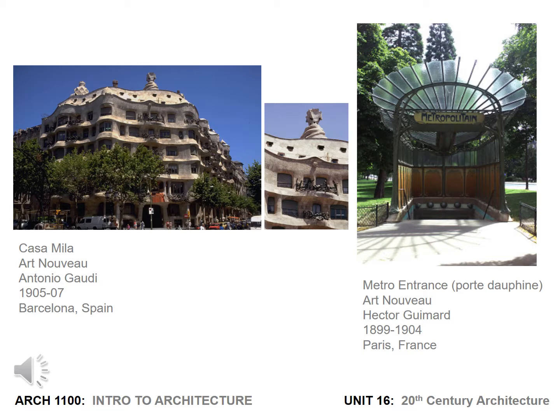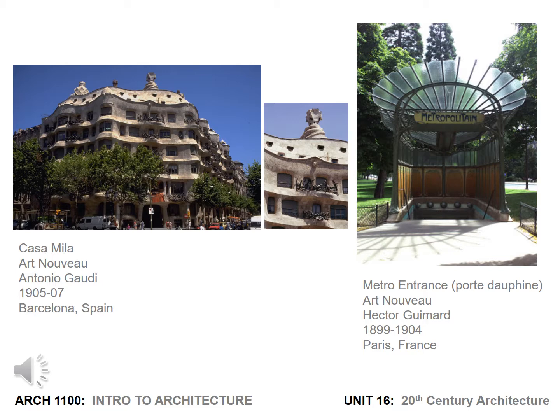Two more examples of Art Nouveau work can be seen on this slide. The two images on the left are Antonio Gaudi's Casa Mila, located in Barcelona, Spain. Most of Gaudi's work from the beginning of the 20th century in Barcelona can be considered Art Nouveau. In the Casa Mila, we see this undulating plastic facade and these organic, fanciful rooftop sculptures. The image on the right is Hector Guimard's metro entrances. This one in particular is the entrance at the Porte Dauphine.